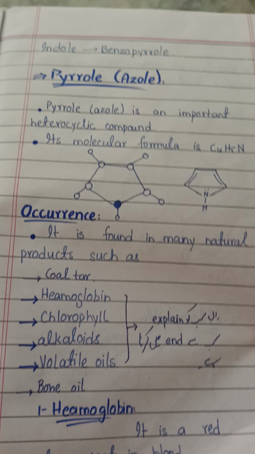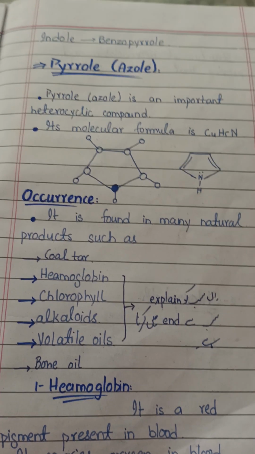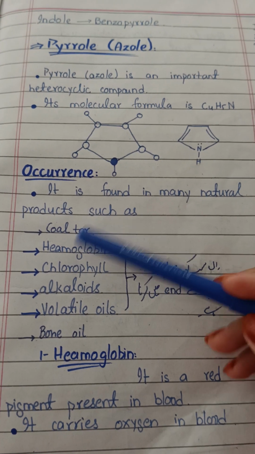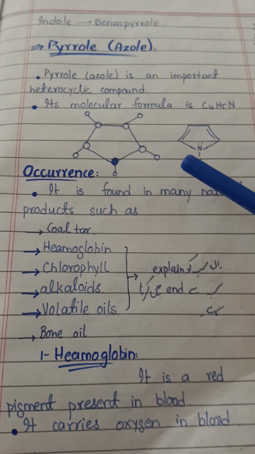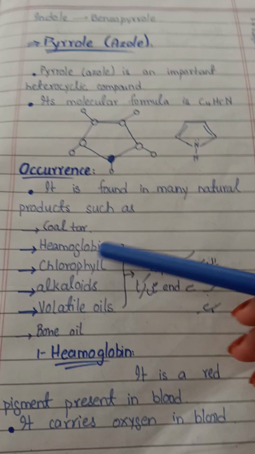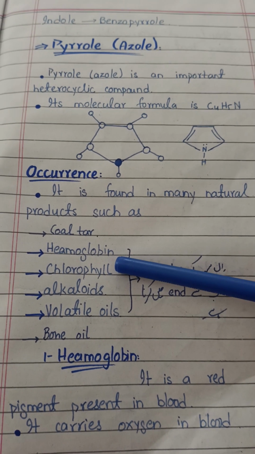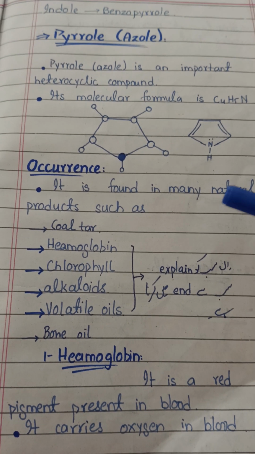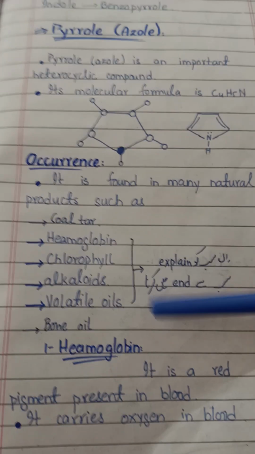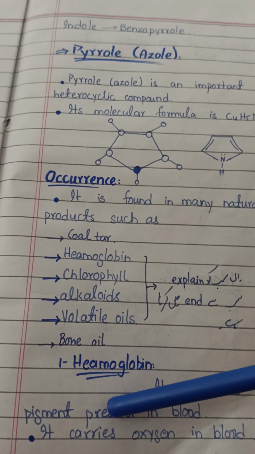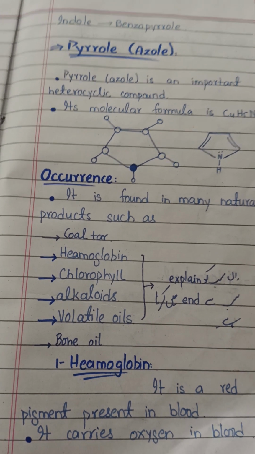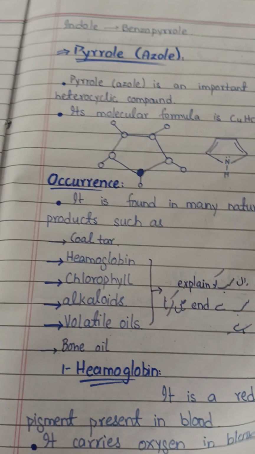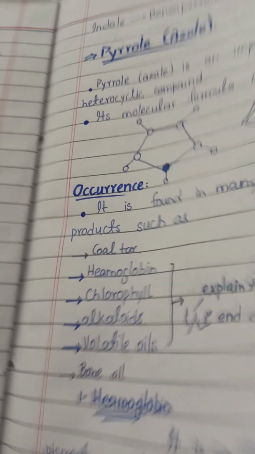Now you have to write its occurrence, that is, in what kind of natural products it can occur. First of all, it occurs in coal tar, as it was discovered in coal tar in 1837. It is found in hemoglobin, chlorophyll, alkaloids, volatile oil, and also in bone oil and pyrolytic bones. Hemoglobin is a red blood pigment, and it is a major agent to carry and transport oxygen in our body.